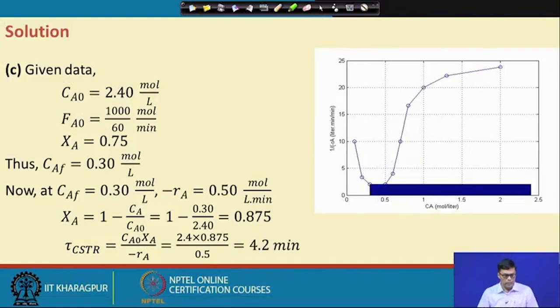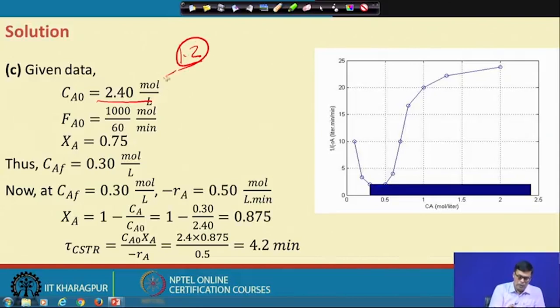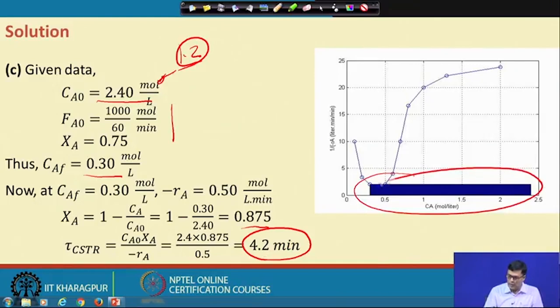Now, the next problem we have: if the initial concentration is doubled, previously it was 1.2 but now we increase it to 2.4, other things remaining constant, this is 0.3 and the rest, then you put this in. The conversion efficiency also changes, and then we put this equation and find that the time required in the CSTR is 4.2 minutes. But we can solve this graphically also.